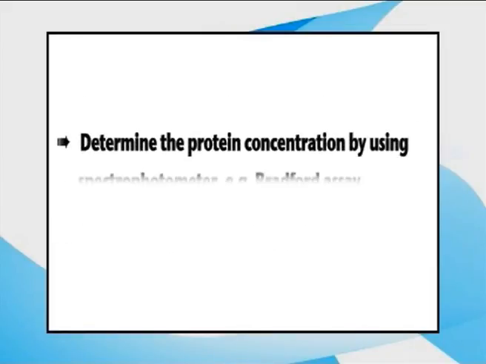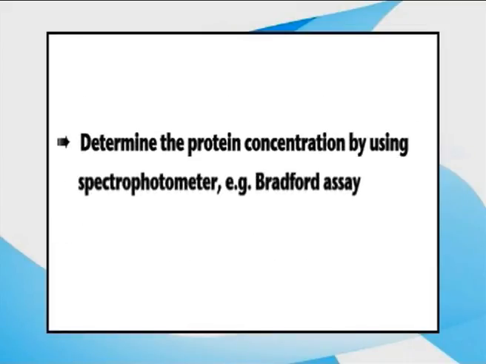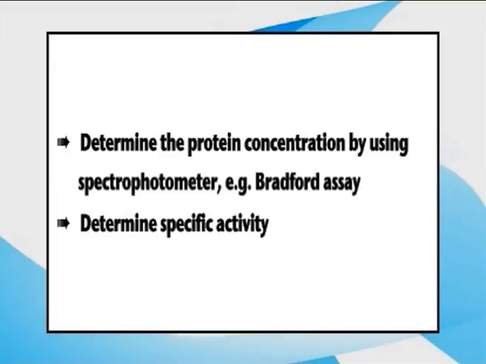Determine the protein concentration by using a spectrophotometer, for example, Bradford assay. Determine specific activity, that is the ratio of activity of the enzyme of interest to the protein concentration. Testing for marker enzyme represents the more traditional way of characterizing subcellular fractions following centrifugation. Other analytical methods are useful for the characterization of subcellular fractions when simple and fast assay systems for testing marker enzyme activities are lacking.